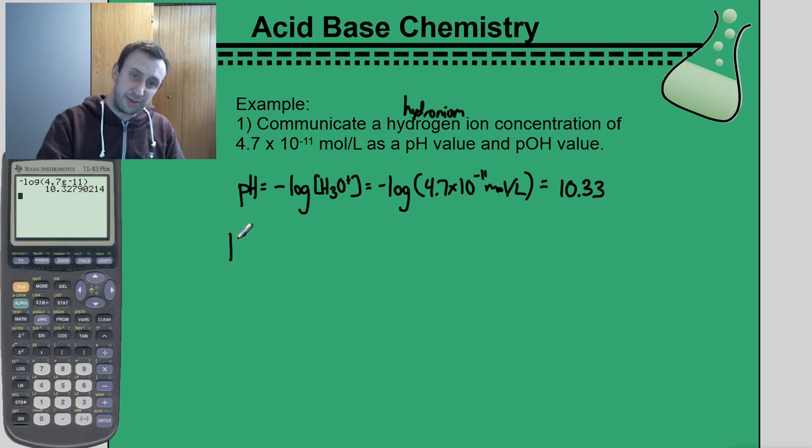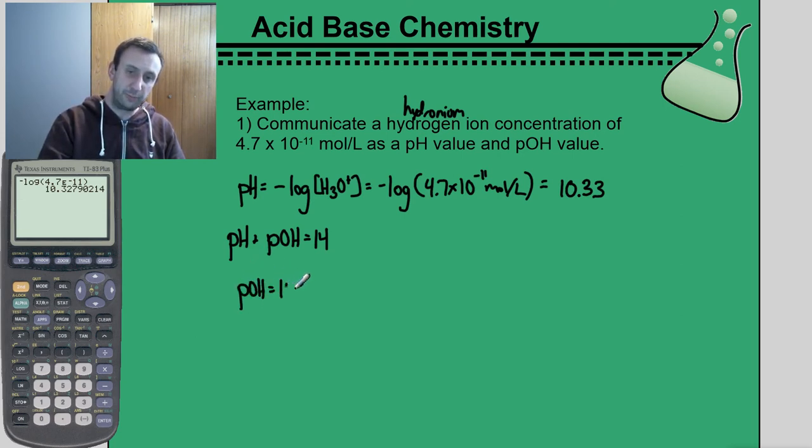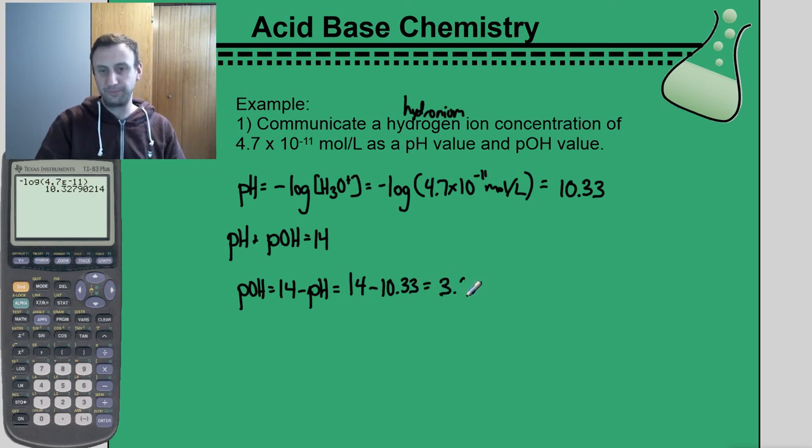Okay, so now I've got to find pOH. Well, I know that pH plus pOH is equal to 14. Going to treat that as an exact number. So what is pOH? Well, pOH would be equal to 14 minus pH. So I have 14 minus 10.33, and I end up with 3.67 as an answer for that. So that would be my pOH value, 3.67, at the end of the day.